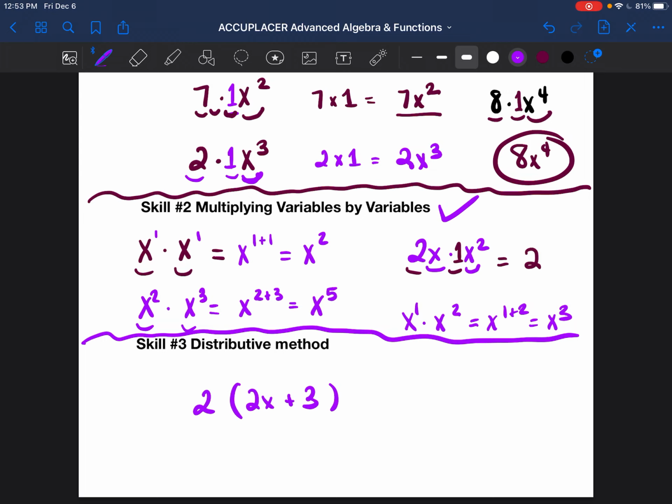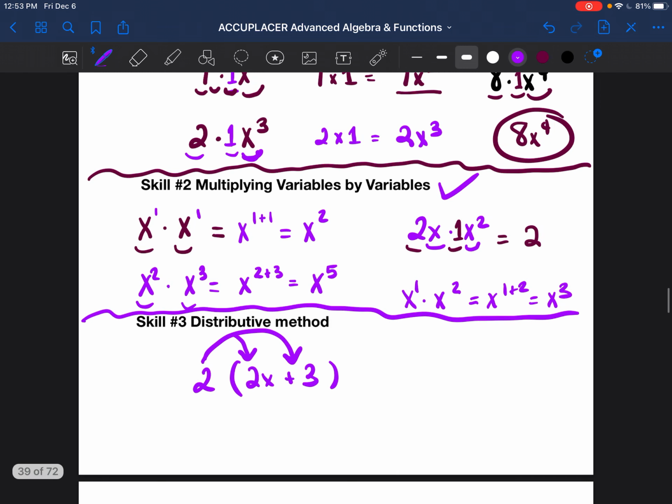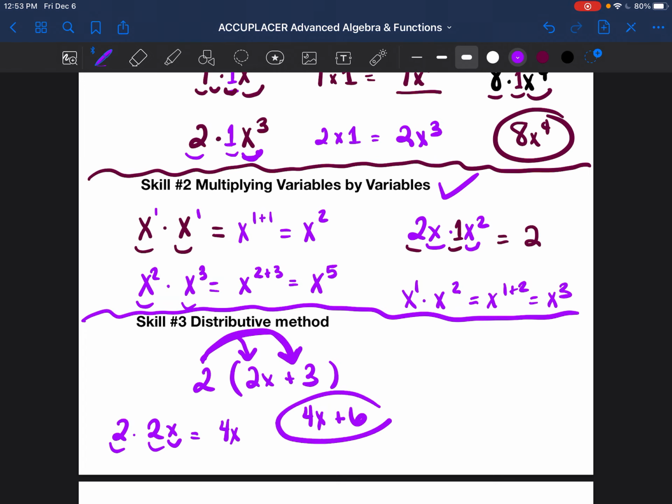Distribute just means multiply. So I would multiply the 2 times the 2x and the 2 times the 3. So let's go ahead and do that. 2 times 2x. Do you remember how we do that? 2 times 2 is 4. There's nothing to multiply the x by, so the answer would be 4x. Perfect. So 4x is my first value, and then 2 times 3. 2 times 3 is just 6. So my answer would be 4x plus 6.